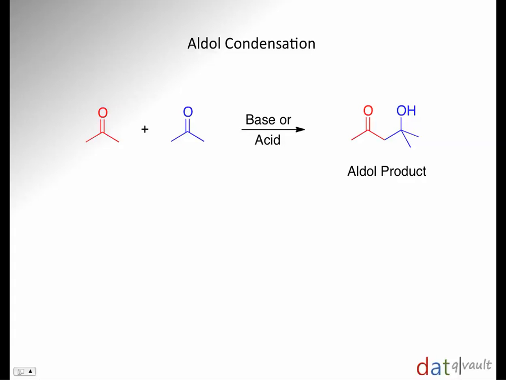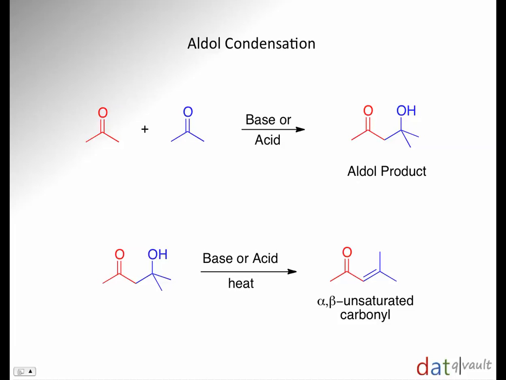So, the aldol condensation is a reaction between two different carbonyl compounds with either an acid or a base catalyst to get this type of aldol product over here on the right. When the aldol condensation is done under heat or is let go long enough, then this aldol product will eliminate or dehydrate to form this alpha beta unsaturated carbonyl product. This carbon being the alpha carbon and the carbon over here being the beta carbon.